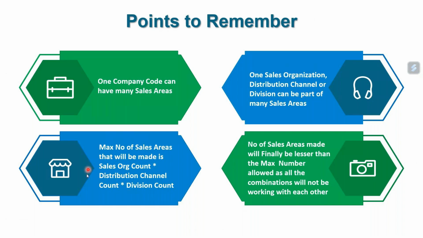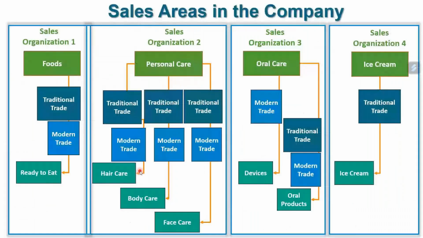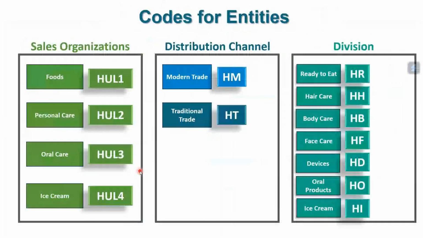If you want to check whether your calculation is right or not, at least you can check that your count should always be less than the max. Now this is pure mathematics, right? Sales org into channel into division. So if you have four sales organizations in our case, and we have two channels, so 4 into 2 is 8, and we have seven divisions, so 8 sevens are 56. So 56 is the maximum number of sales areas which we can create, right?